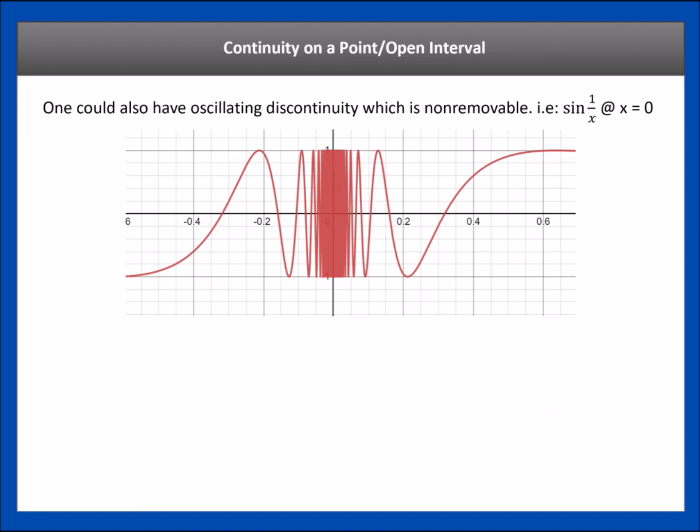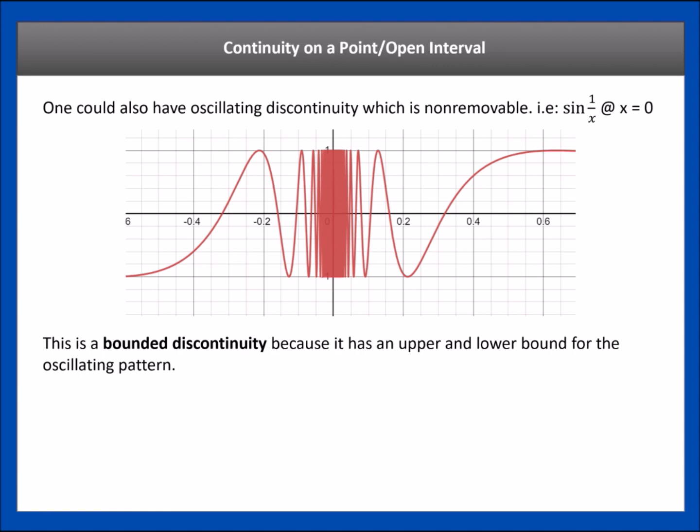Another discontinuity that I promised I'd mention is the oscillating discontinuity. This is the other one that I mentioned earlier that we were going to talk about. This is an oscillating discontinuity, and it's non-removable. We actually looked at this in a previous lesson. If we look at sine of 1 over x at x equals 0, we can see that it's oscillating and doesn't approach a single value at 0. So this is what we mean by oscillating discontinuity.